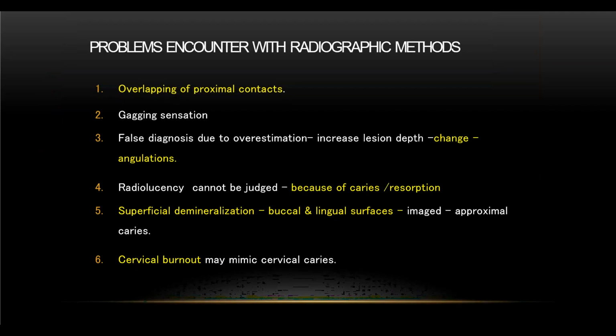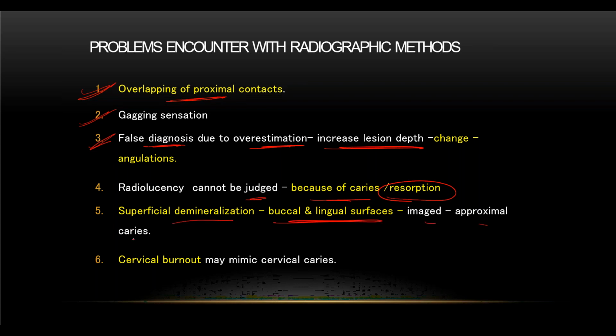Good. Now, what are the problems which are encountered with the radiographic method? One, we have proximal contact, so there might be overlapping, so we won't be able to see that. There could be gagging sensation. Few patients are not able to cooperate because of the gagging problem. Then we might get false diagnosis because of the overestimation. There is increased lesion depth, but that is not visible because we have a different angulation. Radiolucency cannot be judged, whether it is because of the caries or resorption. Superficial demineralization, buccal and lingual surfaces, imaged proximal caries.